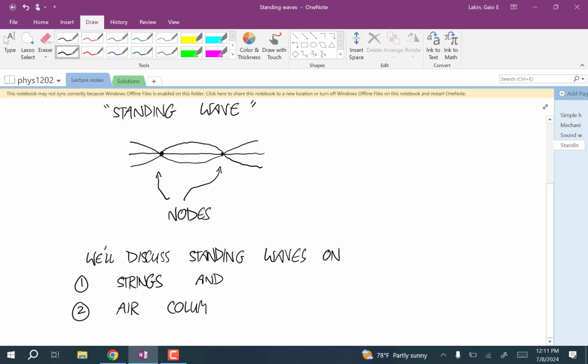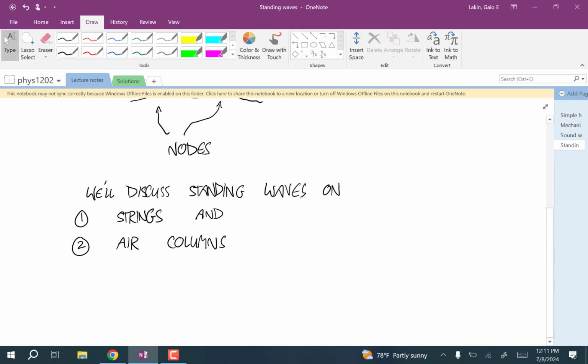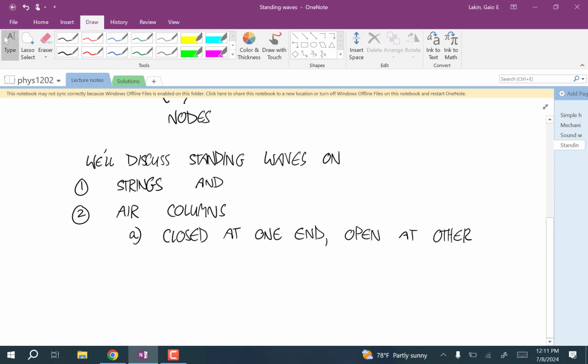And we're going to talk about two possibilities with these air columns. We're going to talk about air columns that are closed at one end, open at the other end. That would be like a pipe organ. And then the other type we'll talk about is open at both ends, and that would be like a piccolo.